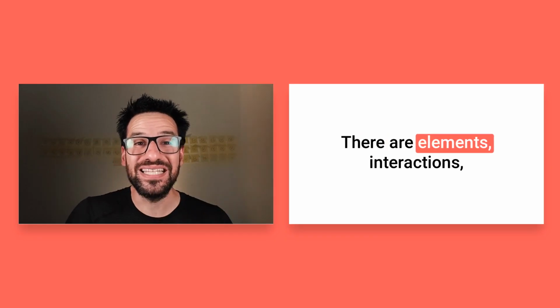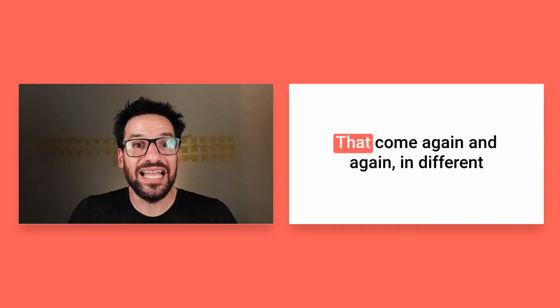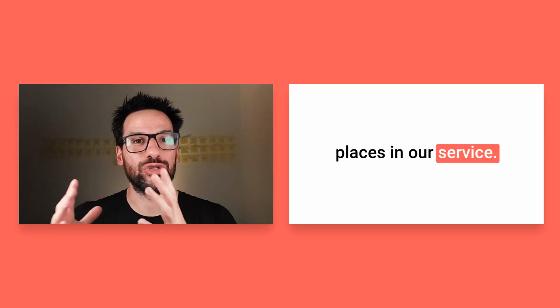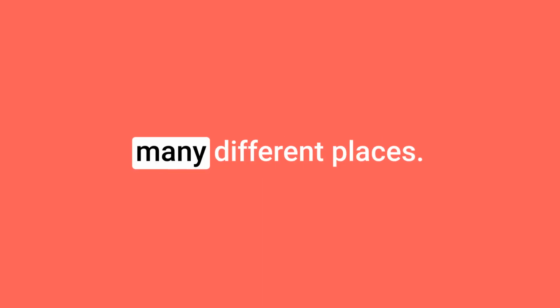There are elements, interactions, components, and tasks that come again and again in different places in our service. Once we are aware of them, we can design them once and reuse them in many different places. Just like a button. You design one button that you reuse in different places. And maybe if you fancy, you maybe have 3 variations of that button, but you don't have 200. The same goes with a service pattern.